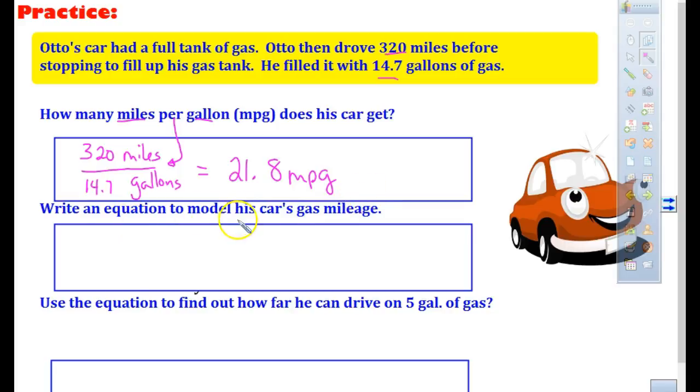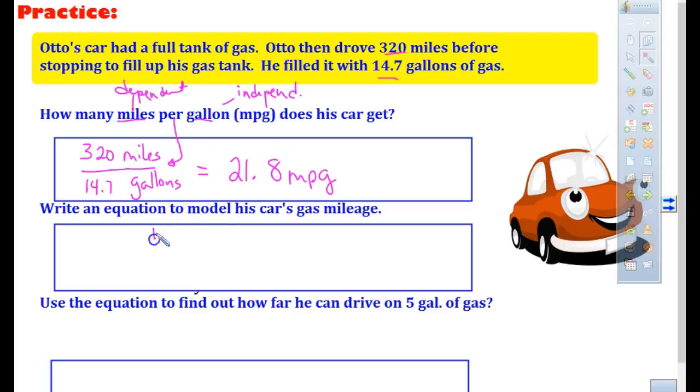It says, okay, how can we use an equation to write that? Remember, we are always using our dependent variable, which in our case would be our miles. This is our dependent, okay? And our gallons is our independent.